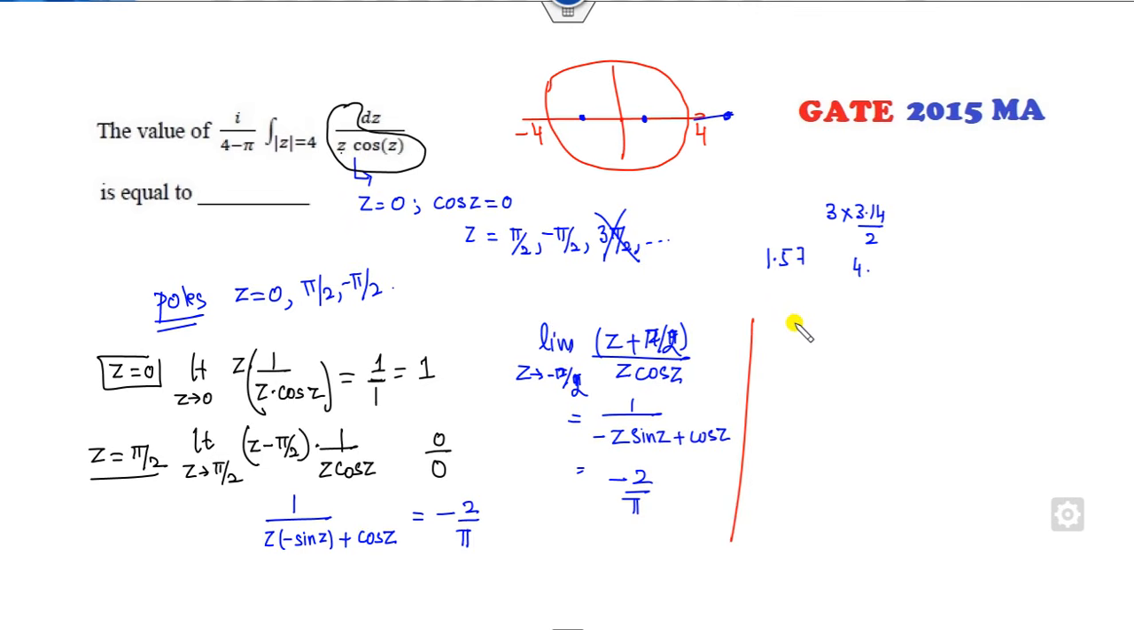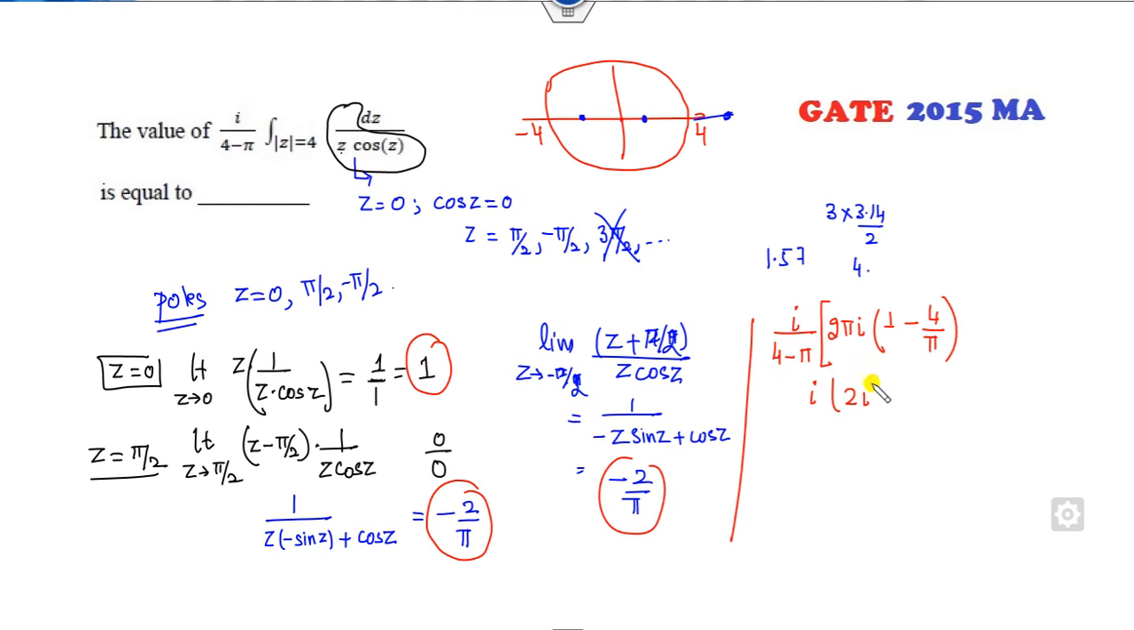So what is the right answer of this? Iota times, 4 minus pi, 2 pi iota, sum of the residues: 1, minus 2 over pi, minus 2 over pi, so that is 1 minus 4 over pi. So pi minus 4 will be cancelled out, then pi will be cancelled out, the numerator part becomes this over pi. So it cancels out. 2 over pi is the right answer of this problem. Pi will also cancel out, so only the 2 is the right answer of this problem.